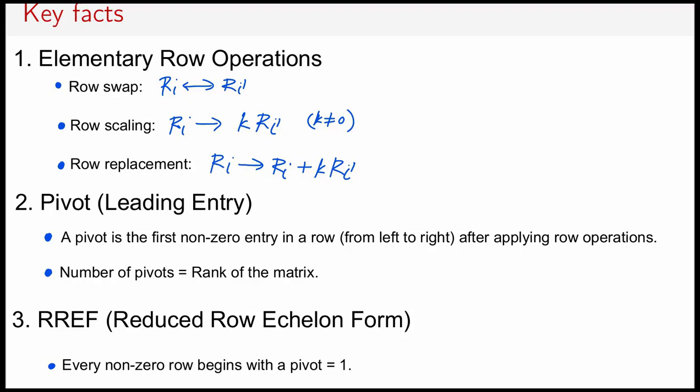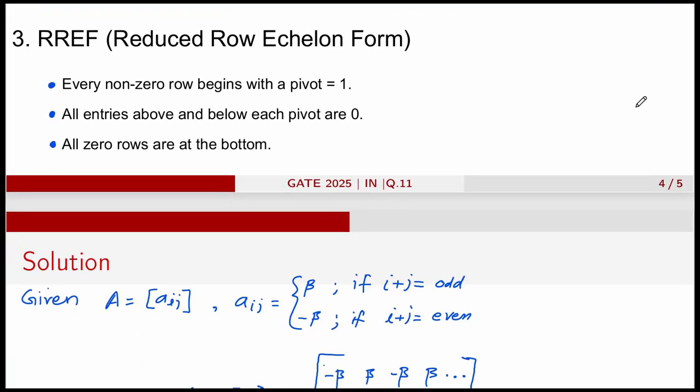Pivot: after performing the elementary row operations, a pivot is the first non-zero entry in a row from left to right. This basically tells the rank of the matrix. After performing the elementary row operations, we transform the matrix into its reduced row echelon form. The structure of reduced row echelon form is: every non-zero row begins with a pivot equal to 1, all entries above and below the pivot are 0, and all zero rows are at the bottom.